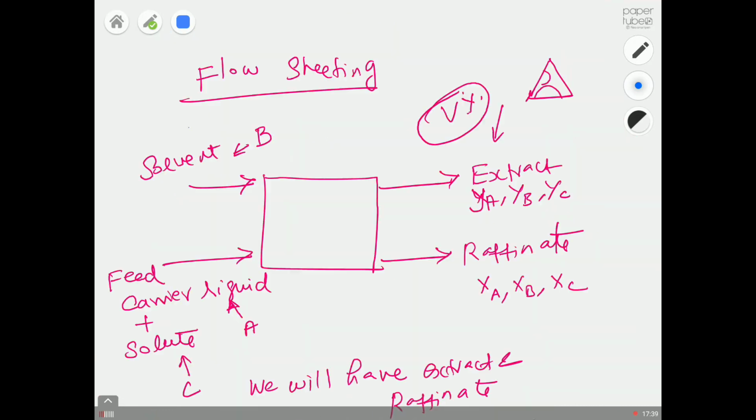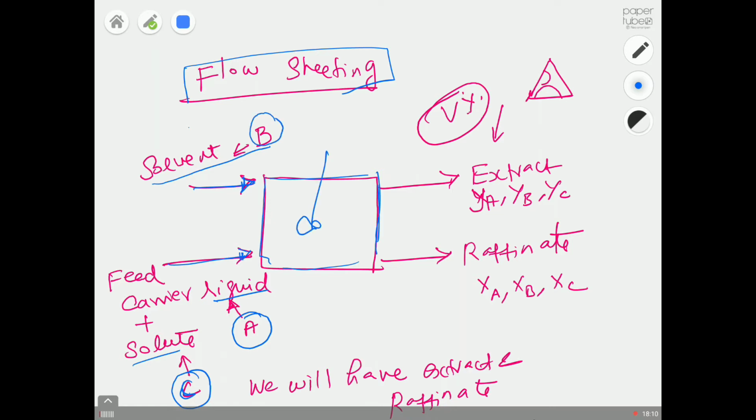This one I already showed in the previous lectures. I just put the title flow sheeting. Just assume this is your extraction unit. You give some feed. That feed contains two components: your solute and the carrier liquid. We use the notation A for the liquid and C for your solute. And then you also give some solvent. We use the notation B.